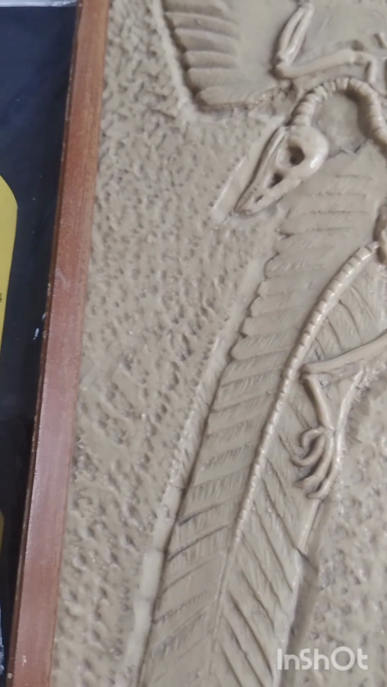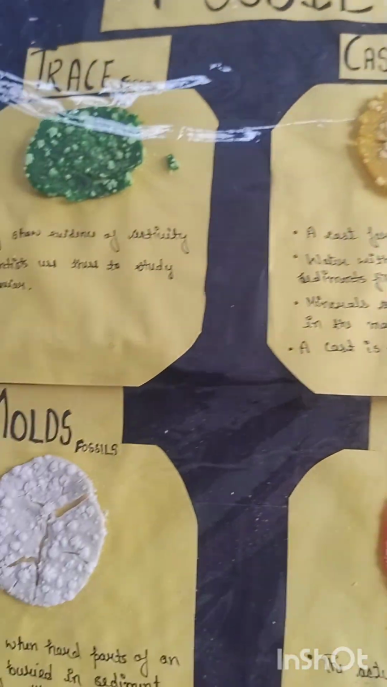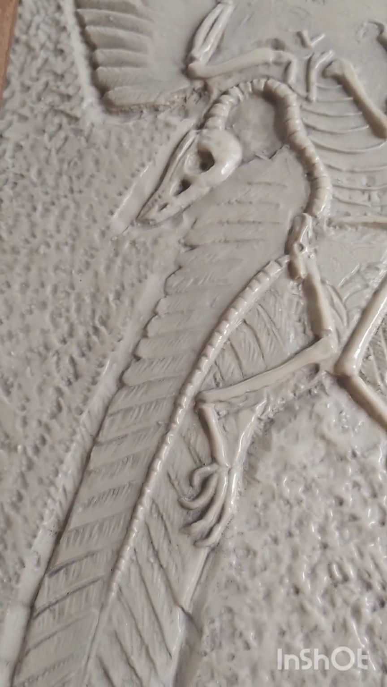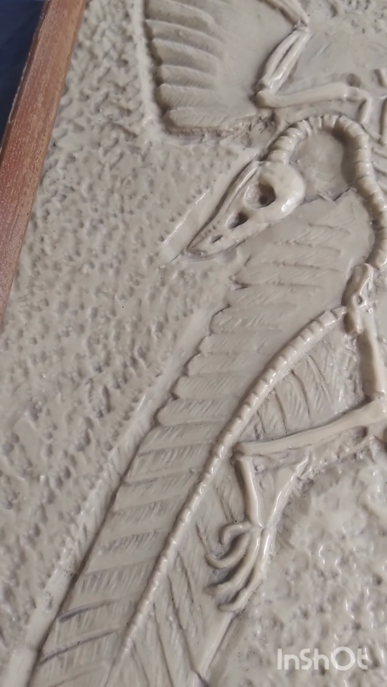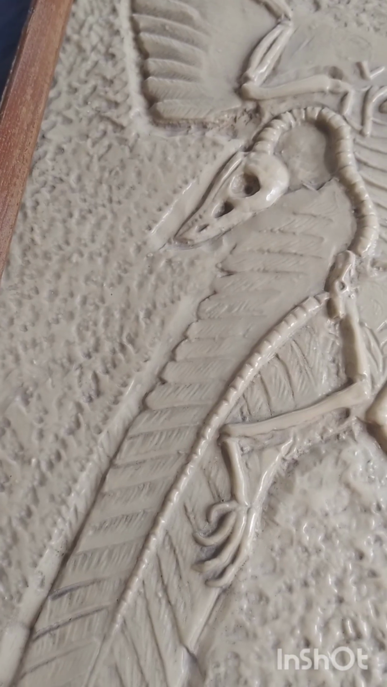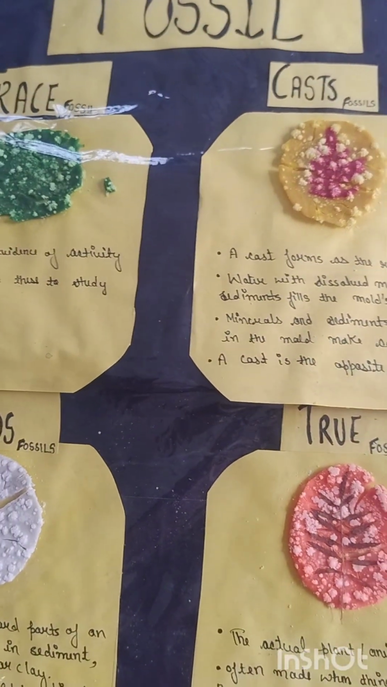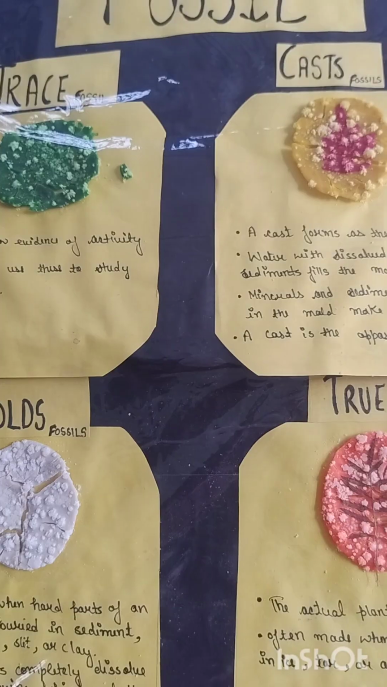So fossils can be trace, fossils can be cast, fossils can be mold, and it can be living fossils, or it can be some kind of replacement and some kind of compression. So these are generally the fossils. These are very good examples of fossils and well demonstrated by the students in the form of models.